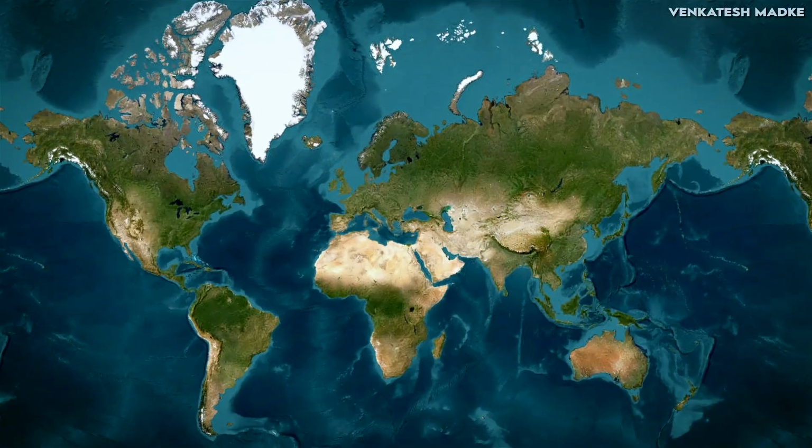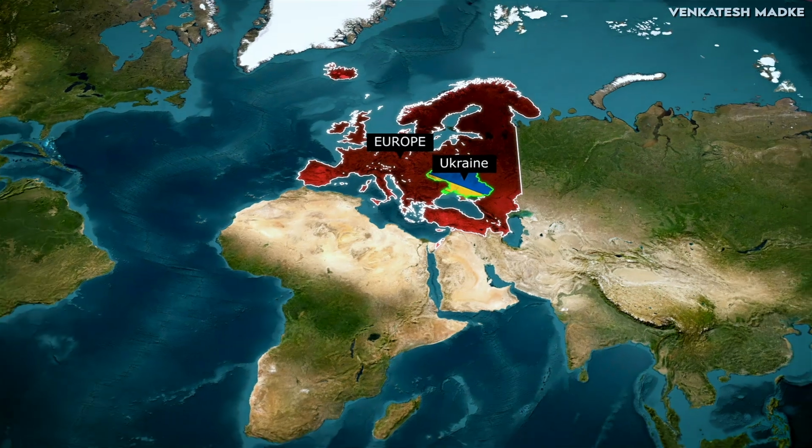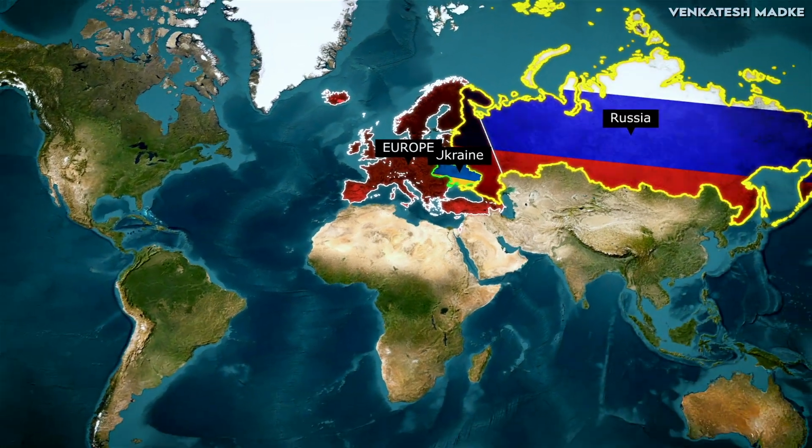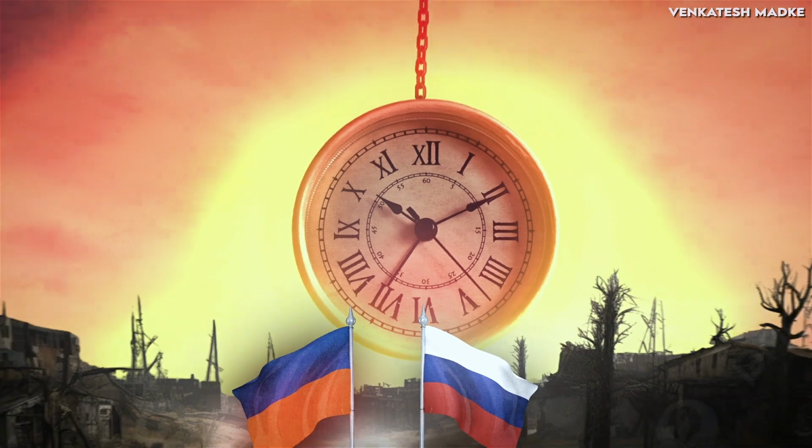Let's start with a quick geography lesson. Ukraine is the second largest country in Europe, bordering Russia to the east. Its strategic location has made it a key player in European politics for centuries. Now, let's travel back in time to understand the root of this conflict.